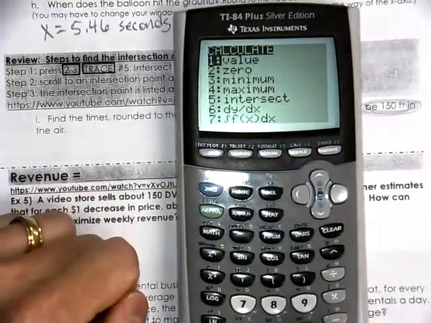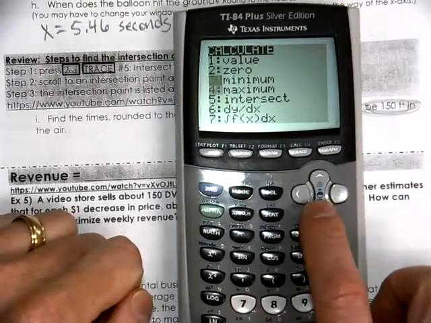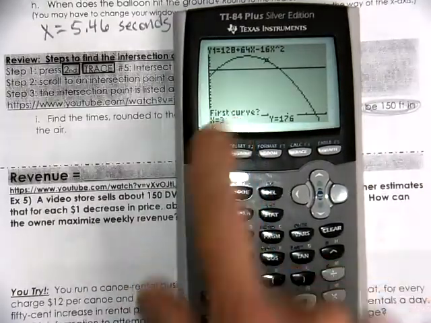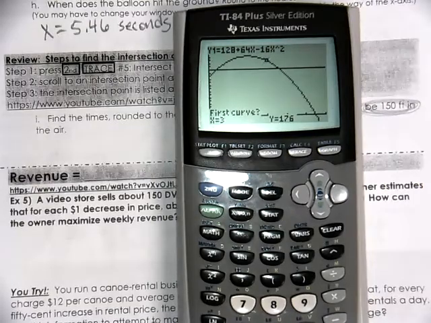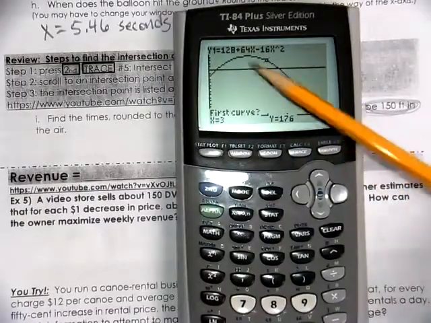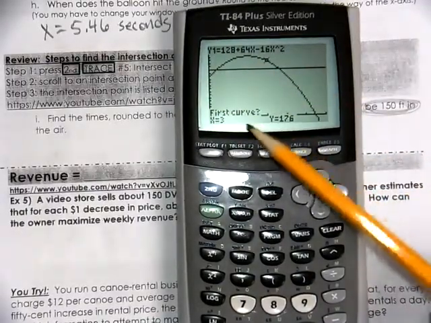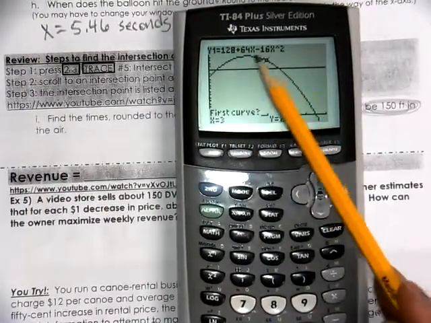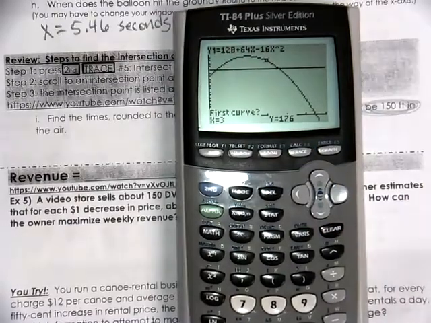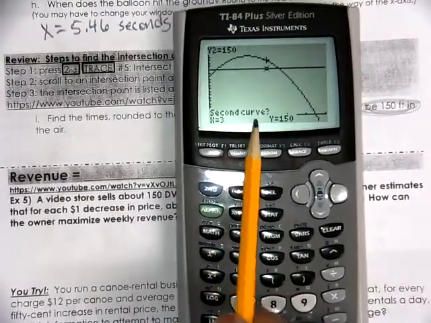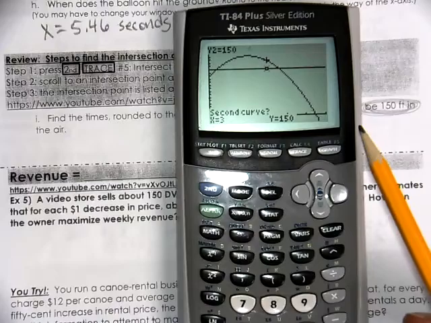We do second calc. We're going to find the intersection of these two equations, number 5. And again, it asks me for the first curve. This is different language we haven't seen yet. They're not talking about a curve because you have a curve, it's just simple language. It should be equation. What is your first equation? Is this an equation you're interested in? The answer is yes. That's the one we want. And then, is this your second curve? Well, of course it is, there's only 2 on the screen.